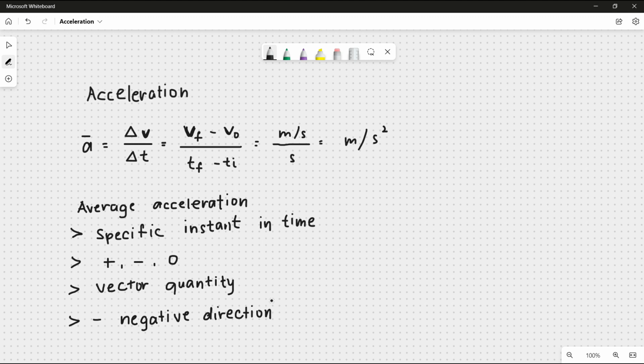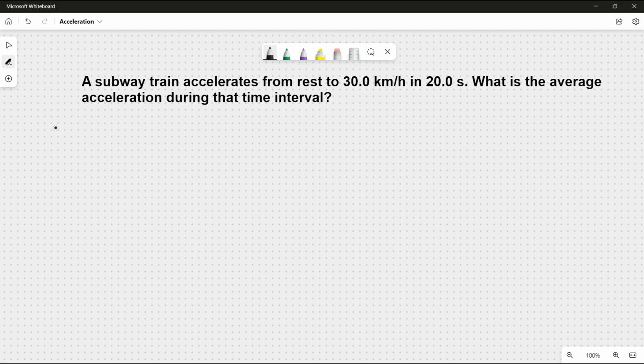For now, let us assume that motion to the right along the x-axis is positive and motion to the left is negative. Let's try to answer this example. A subway train accelerates from rest to 30 kilometers per hour in 20 seconds. What is the average acceleration during that time interval?